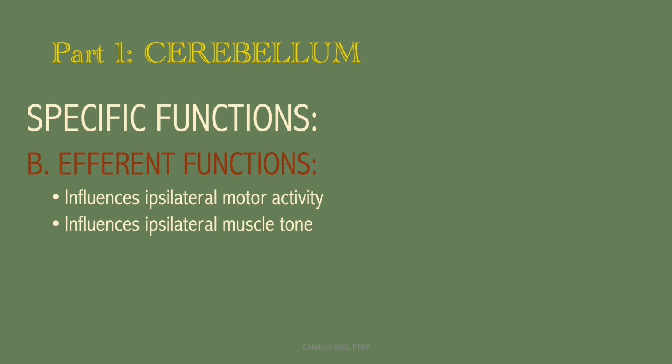Next, we move on to the efferent. Again, when we say efferent, this sends signals away from the origin. So, its function is to influence, again, ipsilateral motor activity. When we say ipsilateral, it's the same side of the body. It influences also ipsilateral muscle tone. Okay, so I want you to remember that motor activity is different from muscle tone. Muscle tone is the muscle's ability to resist passive motion.